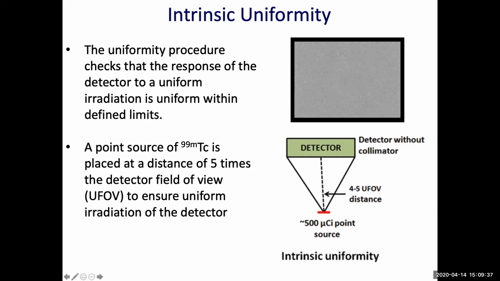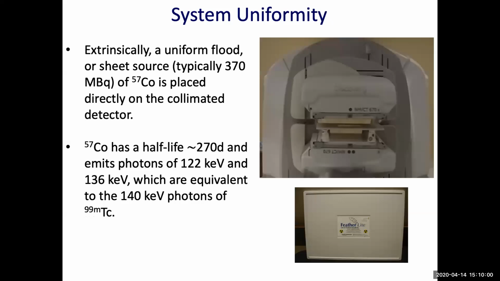So to do the intrinsic uniformity, we take the point source and keep it at 5 useful field of view distance, just to get uniform irradiation to the detector, and we measure all the uniformity values, and we have also specifications. Beyond the specification, you need to consider doing a calibration to correct for uniformity.